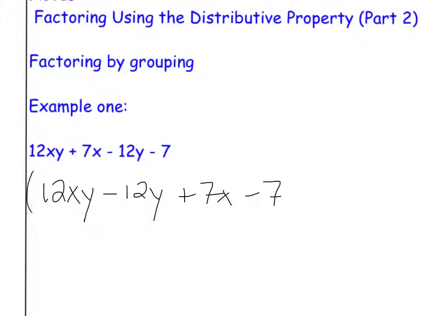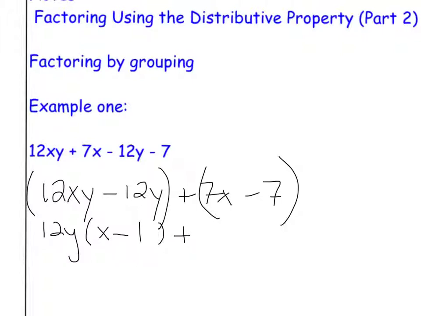From there, I'm going to look at the first 2 and then the last 2 monomials. The first 2 monomials have both a 12 and a y in common. So you're going to have 12y written first. Then when I look at what's left in my parentheses from 12xy, the only thing that's left now is x, and then minus 1 is what's going to be left when I take out a 12y. Then, on my second set of monomials, we're going to take out a 7. Then what's left should be x minus 1. So what you see in the parentheses should be the exact same thing. That's how you know if you're correct.